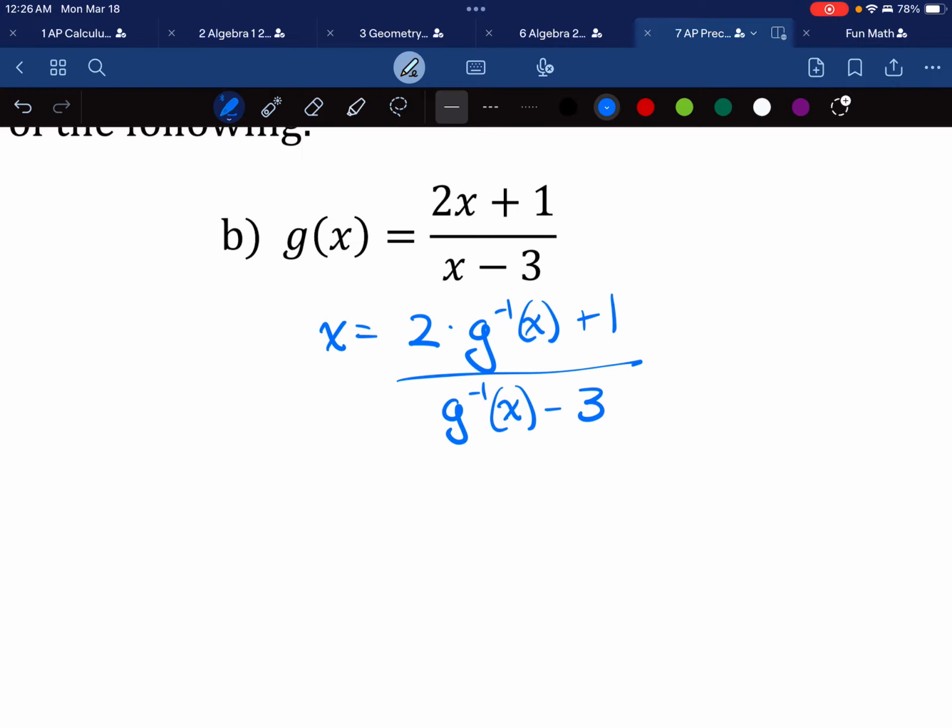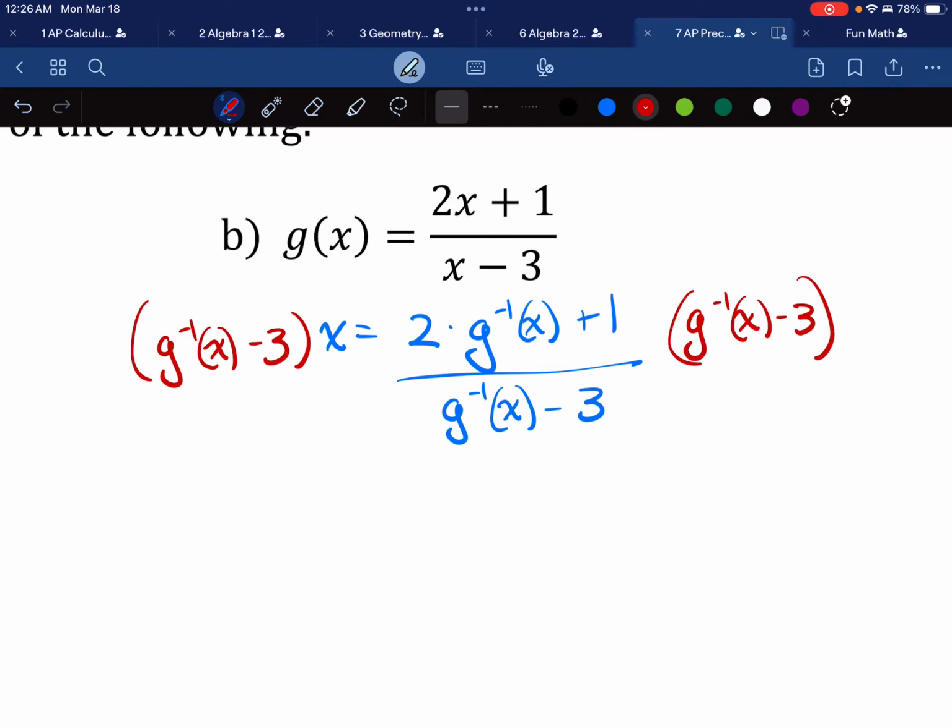Again, I want to start by getting rid of the fractions. I'm going to multiply both sides by g inverse of x minus 3, and multiply this side by g inverse of x plus or minus 3. So these two will cancel each other out, leaving behind a 2 times g inverse of x plus 1. The left side will distribute the x. We'll get x g inverse of x minus 3x.